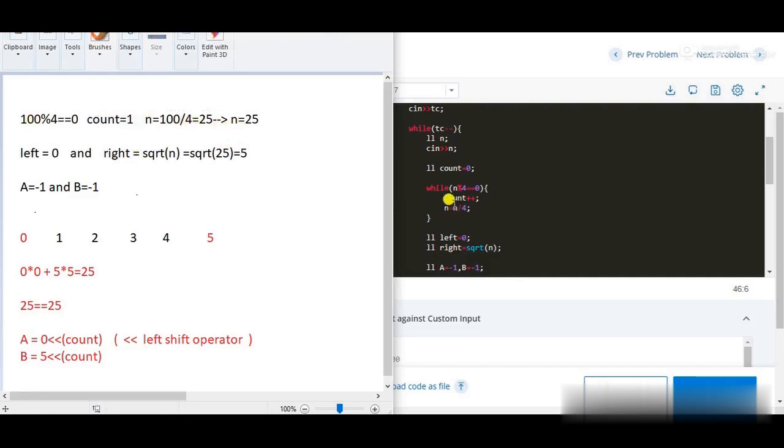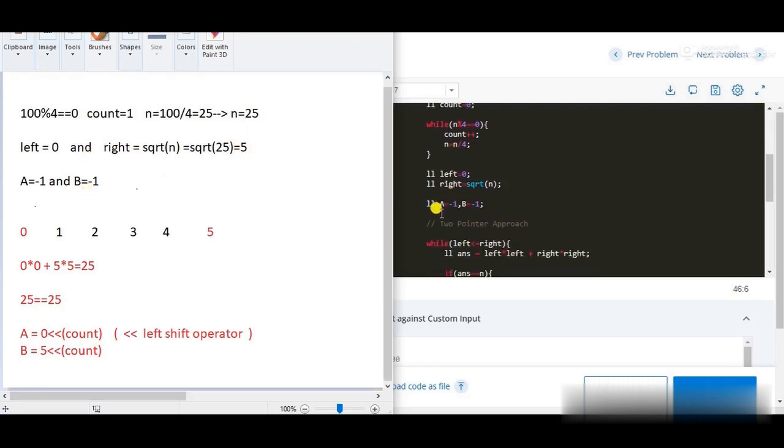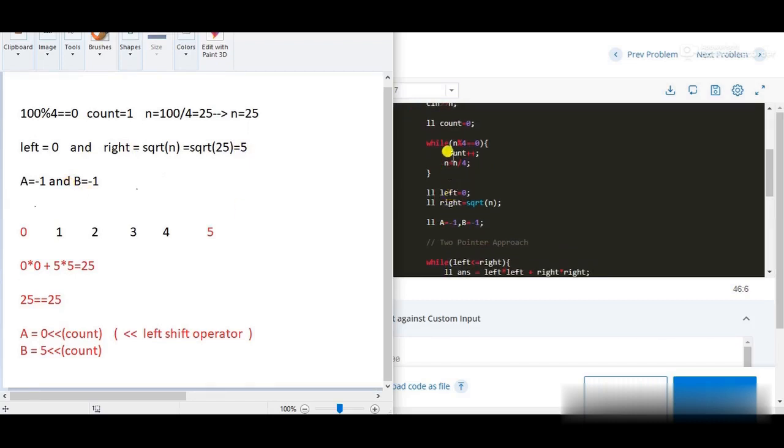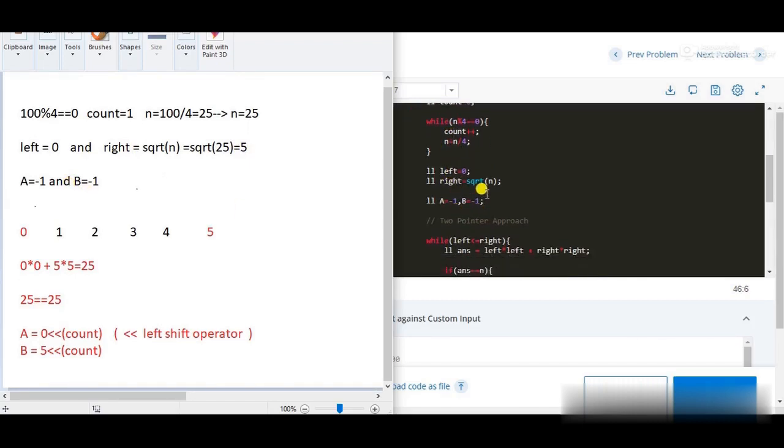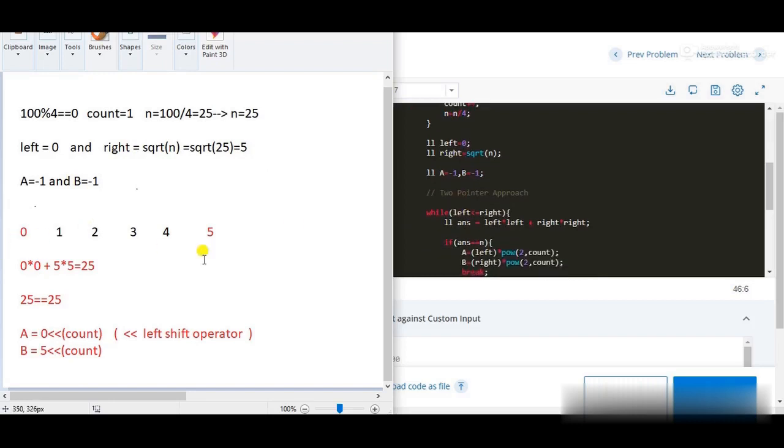Now we check whether 25 is divisible by 4. No. This is the condition where we come out of our loop. Now our n becomes 25. Now our n becomes 5, not 25, 5. Here our two variables are a and b, that is -1 and -1. Now as our number is 25, square root of 25 is 5. Now our range is from 0 to 5, including 5 and including 0.